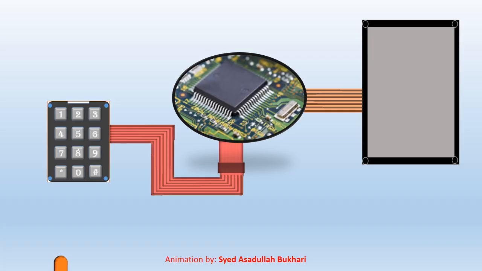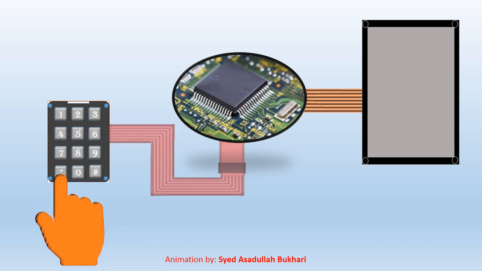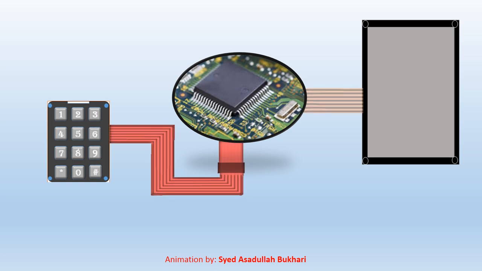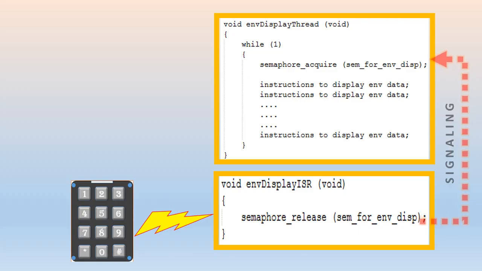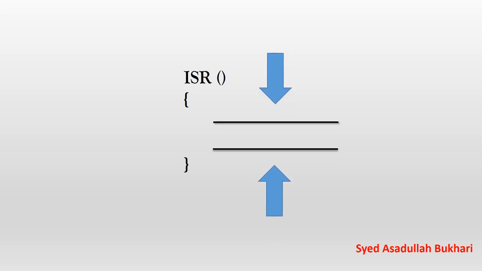Now you may have a question: when the button is pressed and an interrupt is triggered, the interrupt service routine gets called, and the ISR signals the thread to perform a particular task, like in this example, displaying some environmental parameters. So the thread performs this task, but why not have the ISR itself perform the task of displaying environmental parameters? The answer is simple.